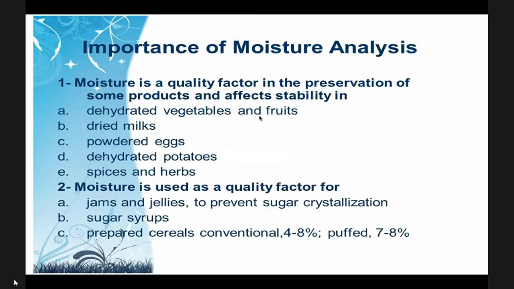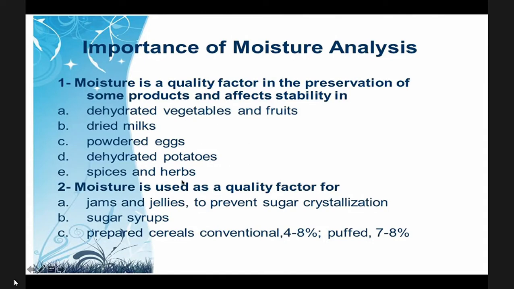On the importance of moisture analysis in food: it is a quality factor in the preservation of some products and affects stability, specifically in dried milk. It affects stability, especially shelf life, of dehydrated vegetables and fruits, also powdered eggs, dehydrated potatoes, and also spices and herbs.